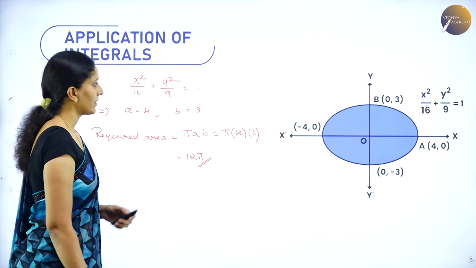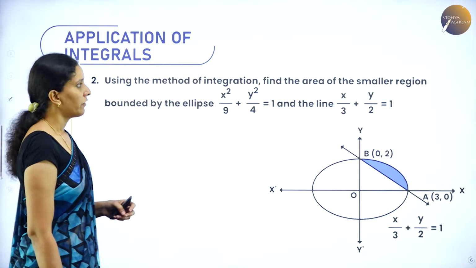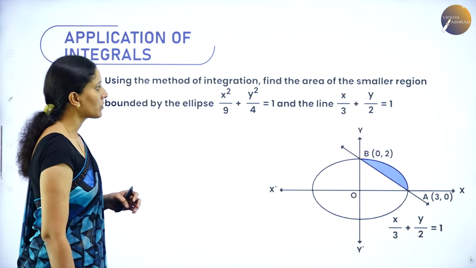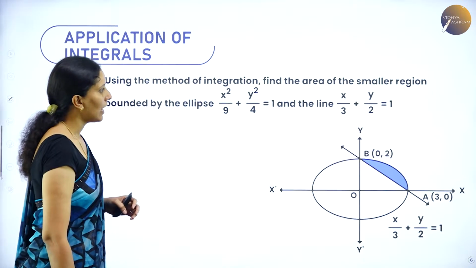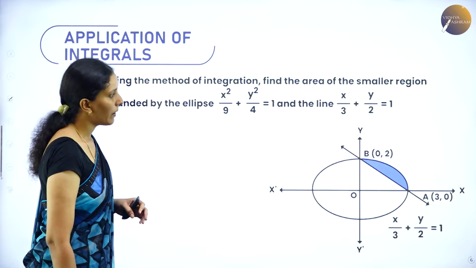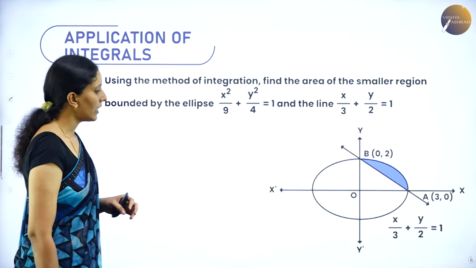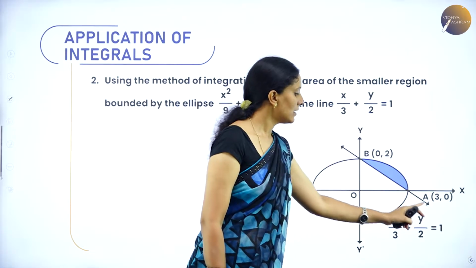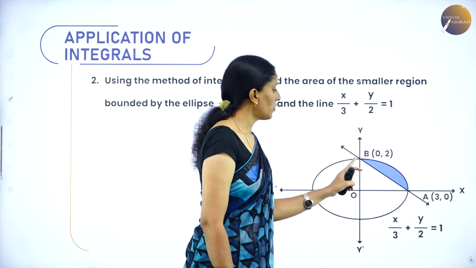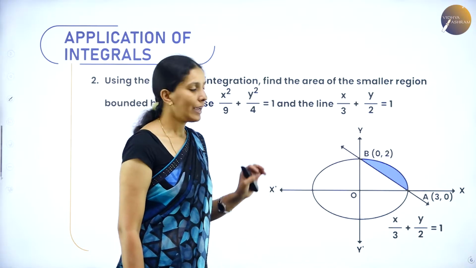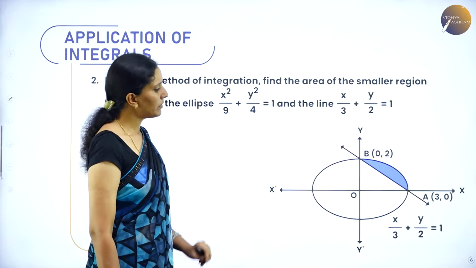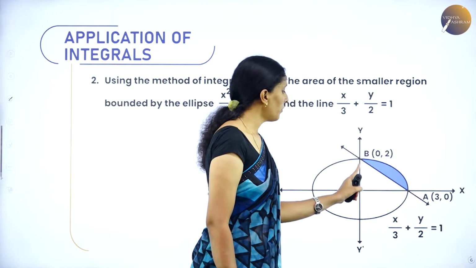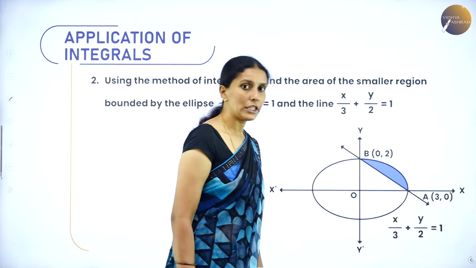Next, using the method of integration, find the area of the smaller region bounded by the ellipse x square by 9 plus y square by 4 is equal to 1 and the line x by 3 plus y by 2 is equal to 1. Clearly you can see here, this is the area of an ellipse and this is the line which we have taken. To get the area bounded by this curve, from the diagram we can observe that from the area of the ellipse, if you subtract the area of the triangle, you will get the shaded region.